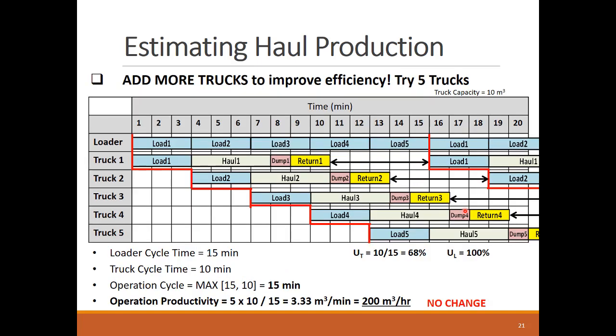Let's prove a point here and increase the trucks to 5. We actually made things worse by getting the same productivity of 200 cubic meters per hour while reducing the truck utilization to 68%. This means that we are paying an additional truck for no benefit.